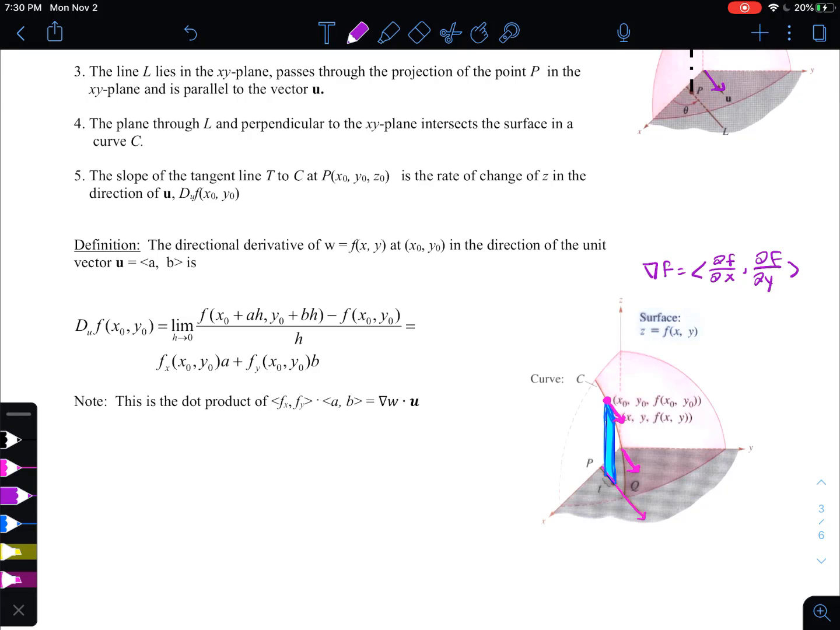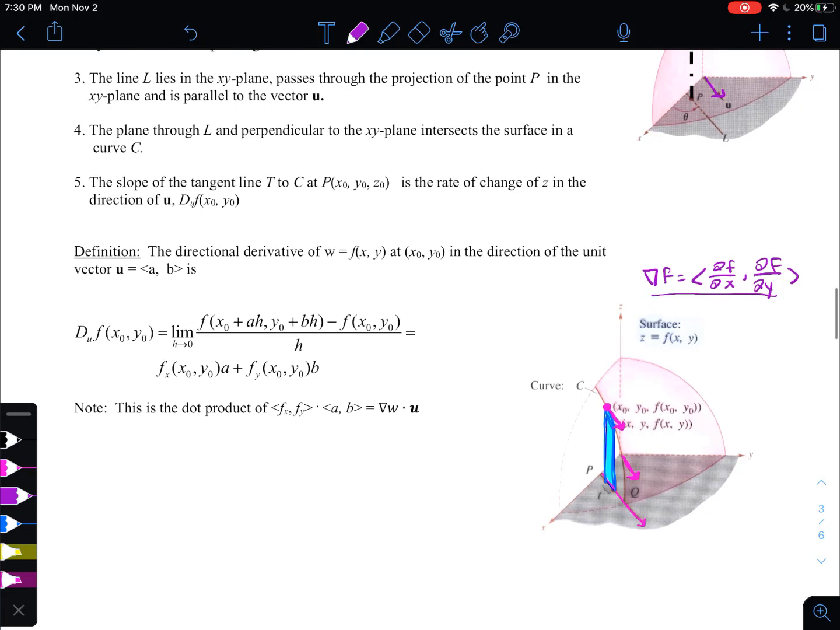But maybe your goal is not to climb to the top of the mountain. Maybe you'd like to go a different direction, okay? Maybe there's a bear at the top of the mountain. You don't want to go that way, okay? So we would like to be able to find the directional derivative in any direction, not just in the direction of steepest ascent, which we'll prove in a second.